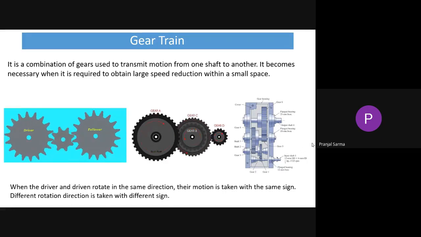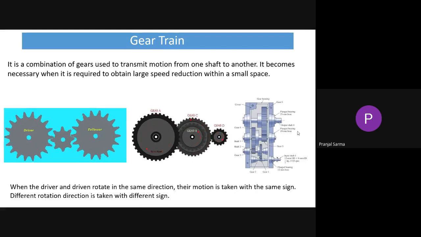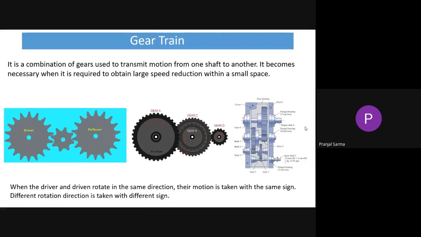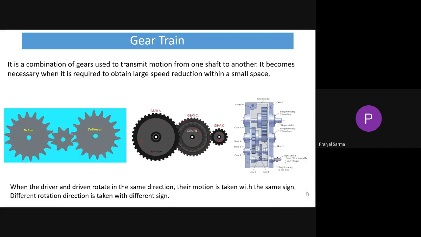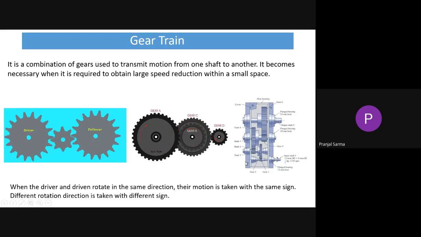Similarly, in the third figure, we are showing a gearbox with all those different gears, the casing, etc., which are generally evident in vehicles.